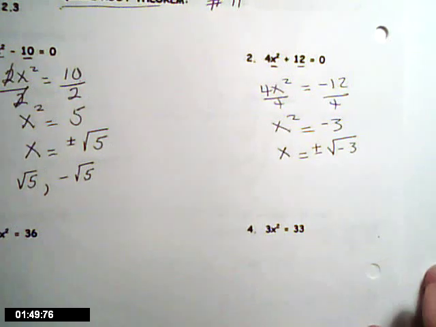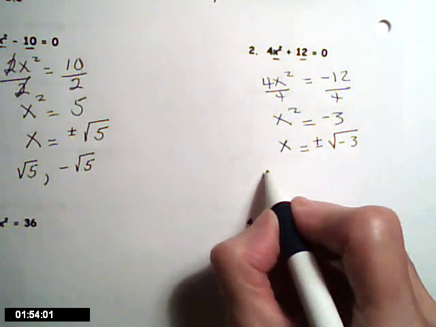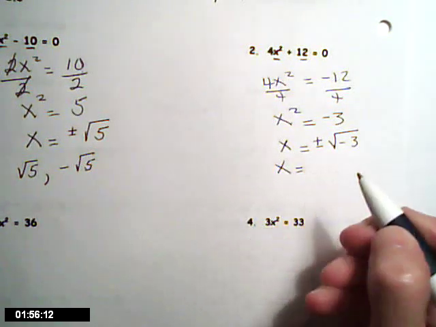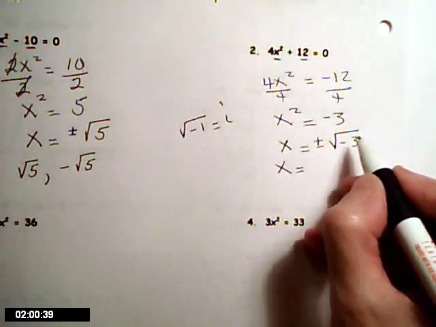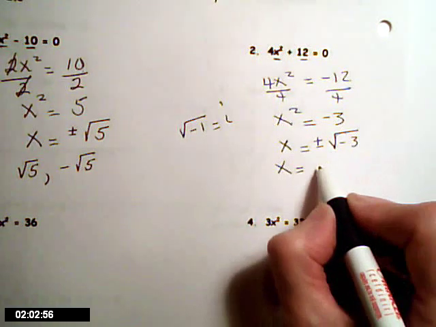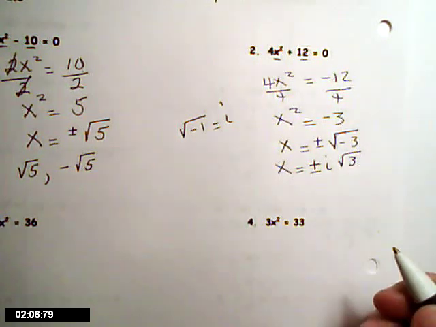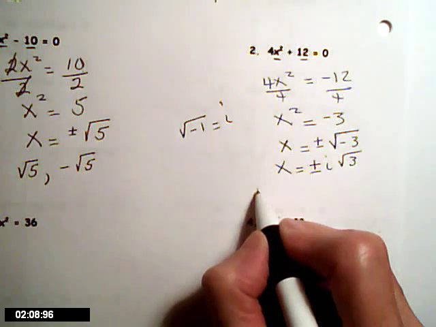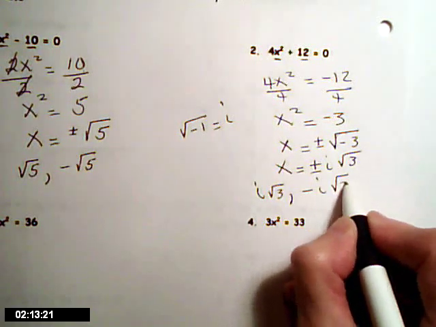Now in the set of real numbers, you know that we can't take the square root of a negative number. But using imaginaries, we know that the square root of negative 1 is equal to i. So I'm going to take this negative out and I'm going to call it i, and that leaves the square root of 3 underneath. My answer will be i square root of 3 and negative i square root of 3.